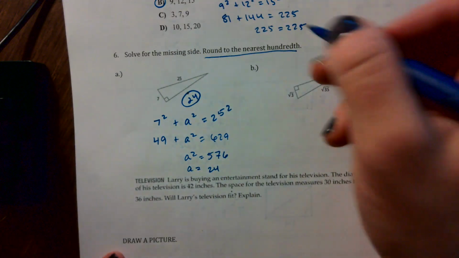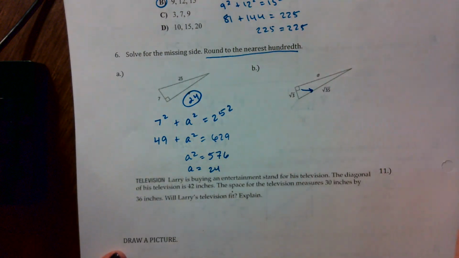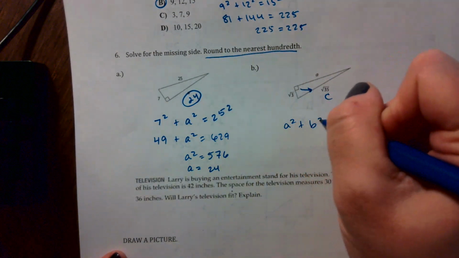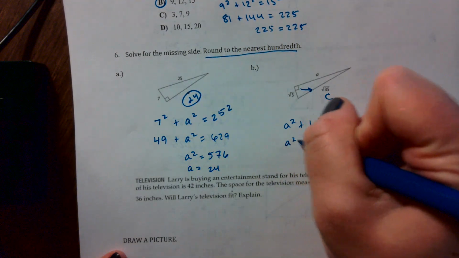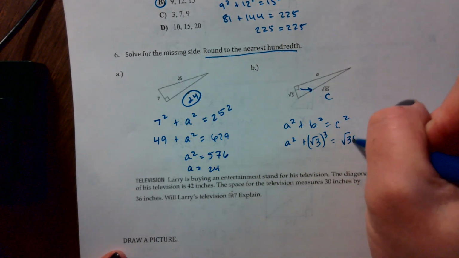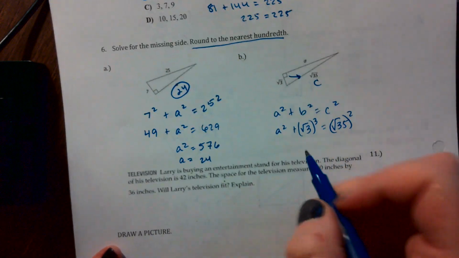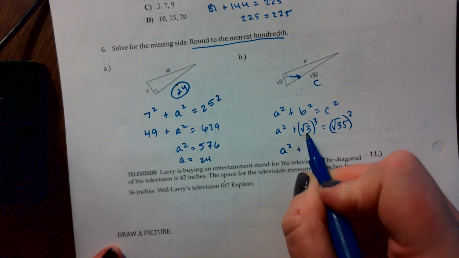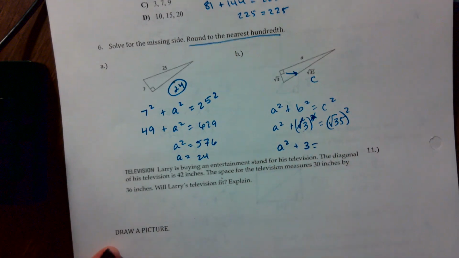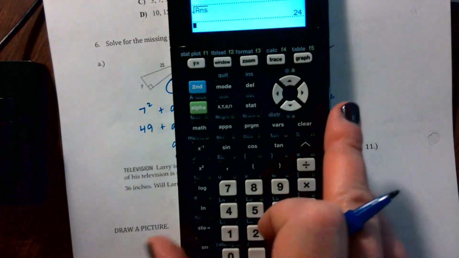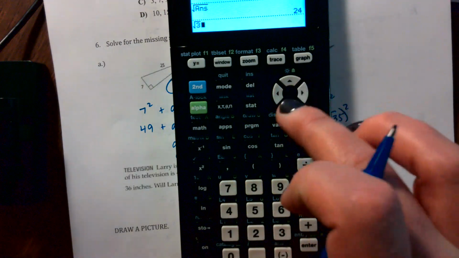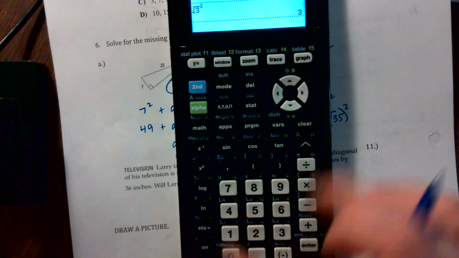All right. Hypotenuse is always across from the 90-degree angle, so we know that's our C. So A squared plus B squared equals C squared. A squared plus the square root of 3 squared equals the square root of 35 squared. Here, if I square root 3 and then square it, those will cancel each other out and I'll just get a 3. If that doesn't make sense, you can use your calculator and say, okay, square root of 3, get out of there, and then I'm going to square it. Yeah, it just gives you 3.